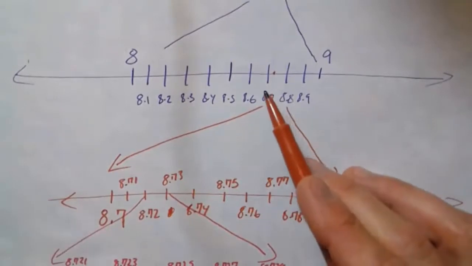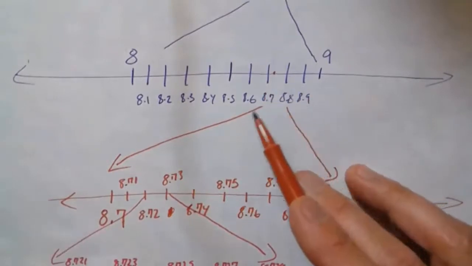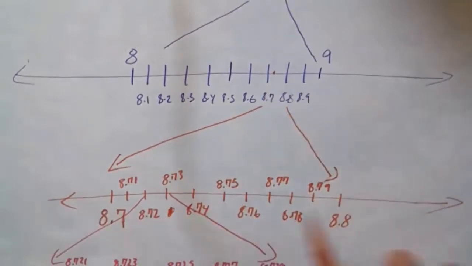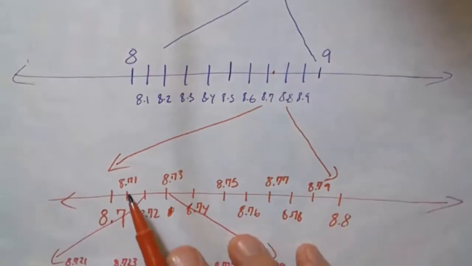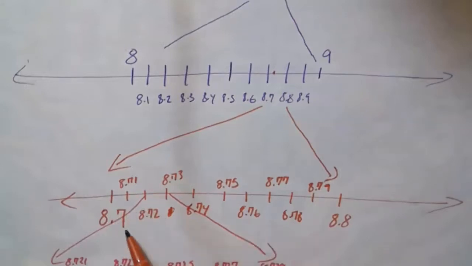I looked at 8 and 7/10 and 8 and 8/10, and I made a new number line. Now I'm counting by hundredths. So I have 8 and 70/100ths, 8 and 71/100ths, 8 and 72/100ths, 8 and 73/100ths, 8 and 74/100ths, 8 and 75/100ths, 8 and 76/100ths, 77, 78, 79, and 8 and 8/10. Now this is by hundredths.